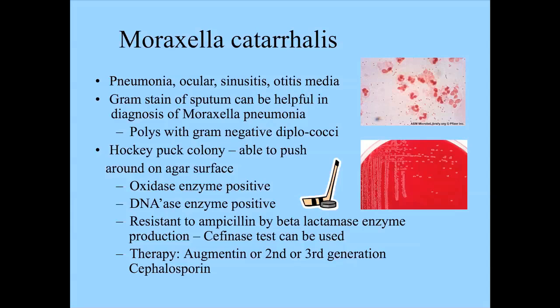It is oxidase enzyme positive, DNase enzyme positive, and resistant to ampicillin by beta-lactamase enzyme production, or the so-called cefinase test can be used to test for resistance. The therapy is usually Augmentin or a second or third generation cephalosporin. On the next slide, we're going to start talking about the gram-positive rods.